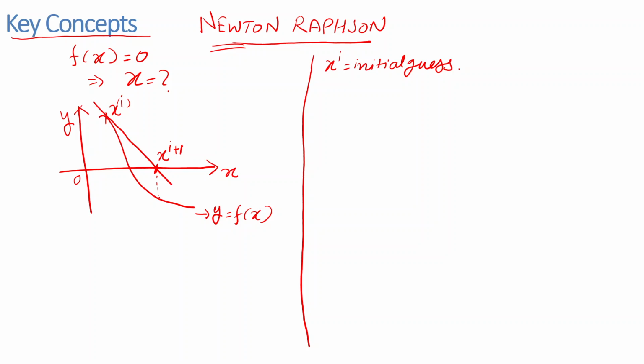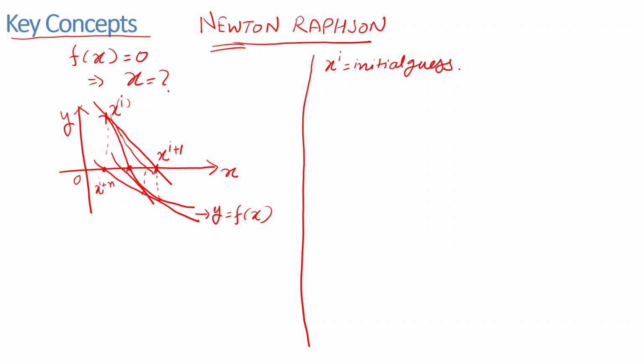Now again I will be finding the tangent at this new point that I have obtained, that is xi plus 1, and the third point that I will be getting is my xi plus 2. Similarly, I will be repeating this exercise and finding new tangents. So you can see that the interval in which x is being predicted is getting closer and closer to my actual root.